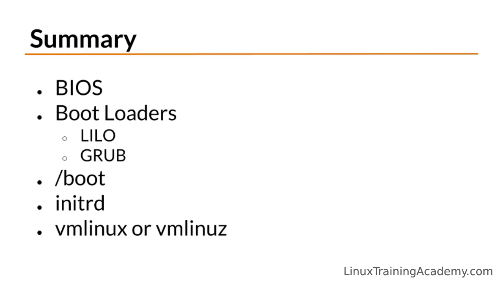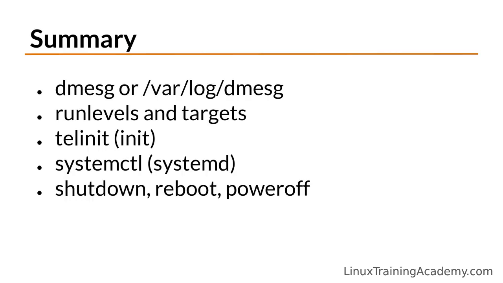The Linux kernel is typically named vmlinux, or if it's compressed, vmlinuz. You learned how to view the messages in the kernel ring buffer by using the dmesg command or by examining the /var/log/dmesg file. You also learned about run levels and how systemd has an equivalent concept known as targets. You learned to change the run level with the telinit command for the traditional init system and the systemctl command for the systemd system. Finally, you learned about the shutdown, reboot, and poweroff commands.